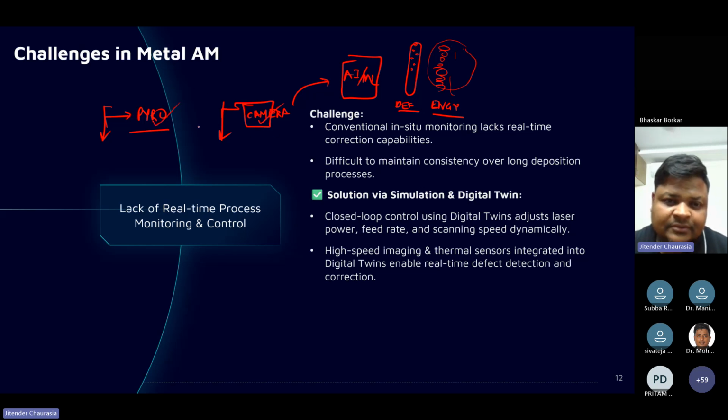This is pyrometer based. So there are different techniques. This is actually called imaging. It's an imaging process. I can use high speed imaging and thermal sensors to control my process. So from here, if I see defects coming, I should immediately inform my laser system through a PLC.